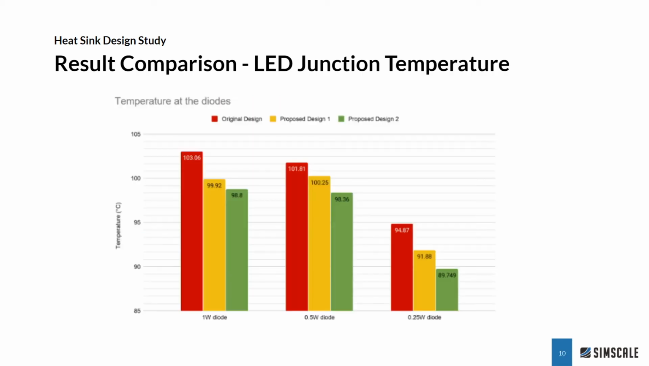And if we look at the junction temperatures themselves, or the temperatures on the diodes, then we can clearly see the benefits of the proposed design 2 in terms of the heat sink performance. Both in terms of cooling capacity, which is going to ensure good lighting performance as well as long lifetime, and also we're going to have gains in terms of reducing material costs using proposed design 2.